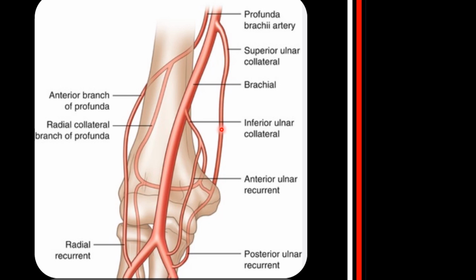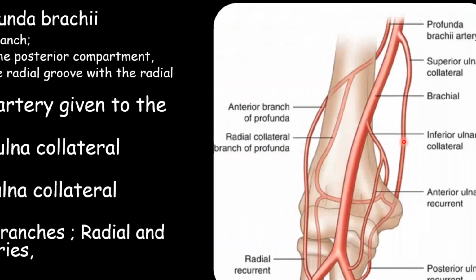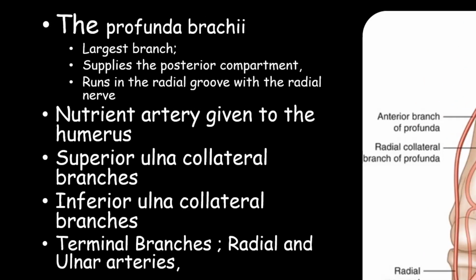So what are those branches? Let's look at them again. Number one, we said the profunda brachial artery. Number two, we said the superior ulnar collateral. Number three, the inferior ulnar collateral. And don't forget those two terminal branches. On the lateral part, that is the radial artery, and on the medial part, that is the ulnar artery.